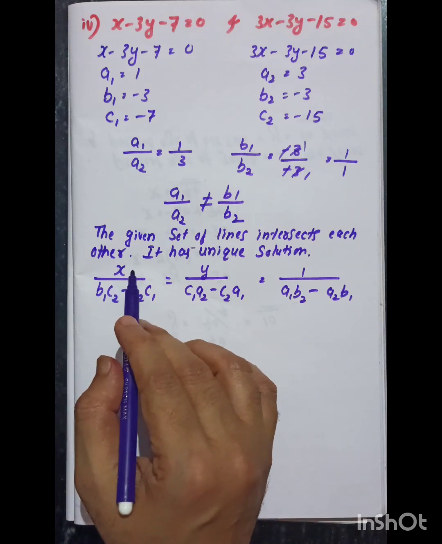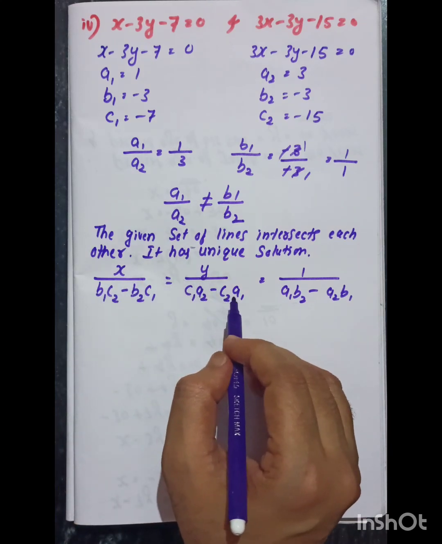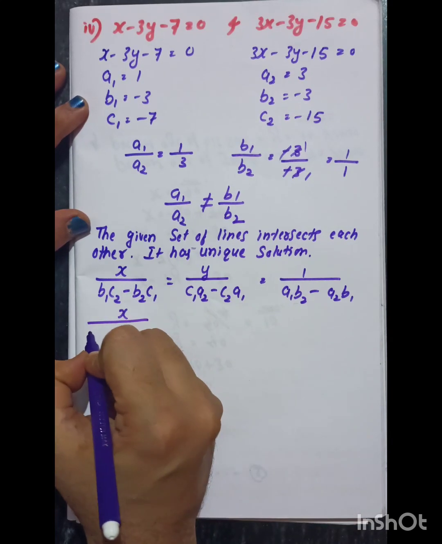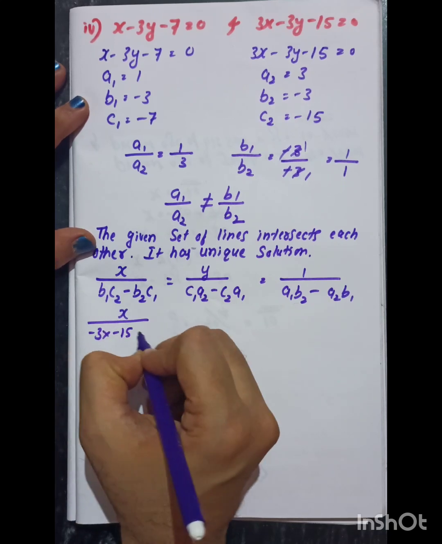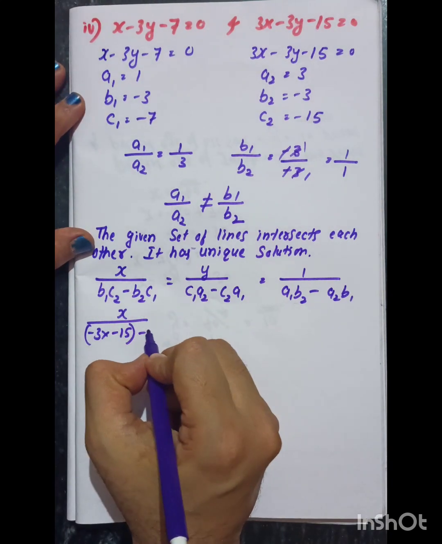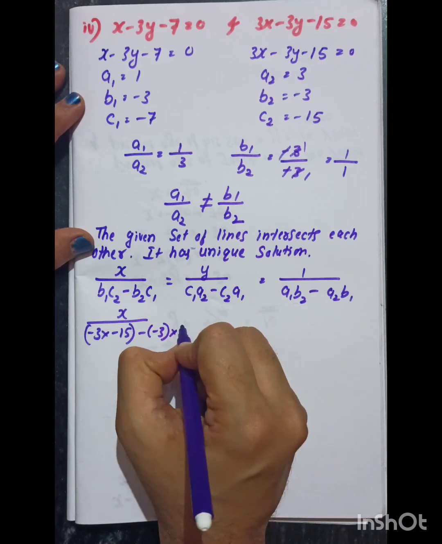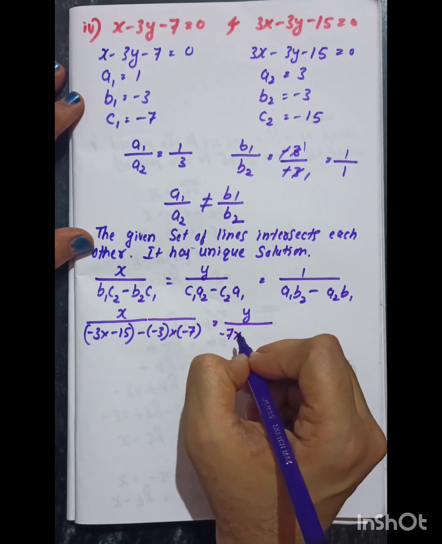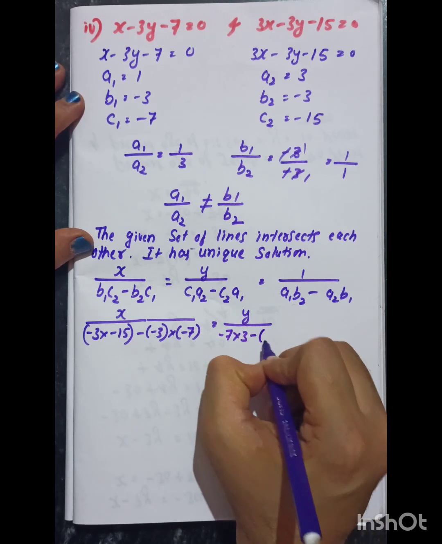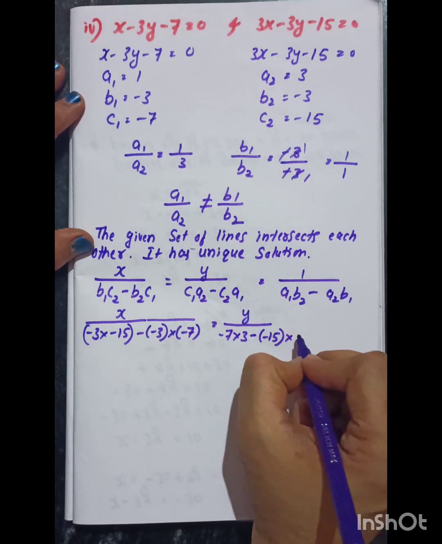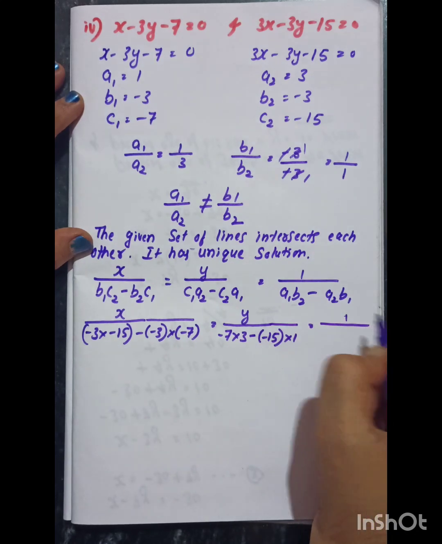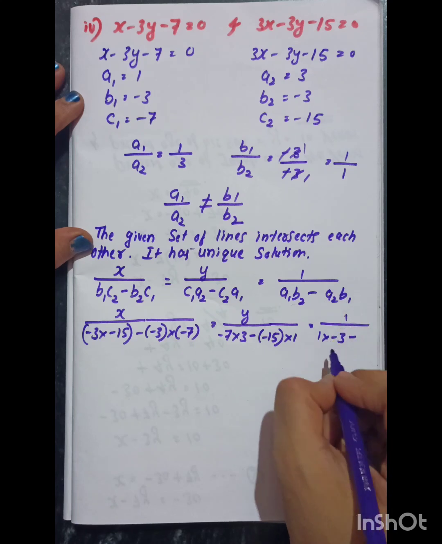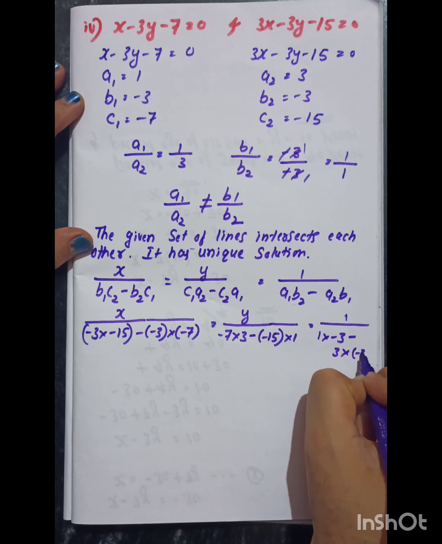If the solution is unique, then only we can find the answer using the cross multiplication method using this formula. X divided by b1 c2 minus b2 c1 equals y divided by c1 a2 minus c2 a1 equals 1 divided by a1 b2 minus a2 b1. Let's substitute the values. X divided by b1, that is minus 3 into c2, that is minus 15, minus b2, that is minus 3 into c1, that is minus 7, equals y divided by c1, that is minus 7 into a2, that is 3, minus c2, minus 15 into a1, that is 1, equals 1 divided by a1, that is 1 into b2, that is minus 3, minus a2, that is 3 into b1, that is minus 3.